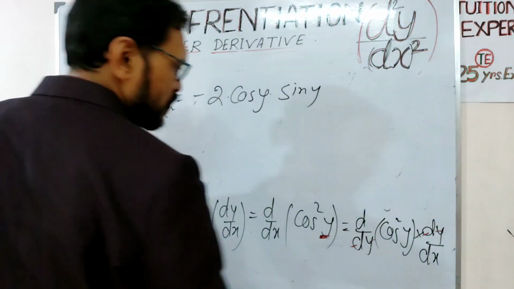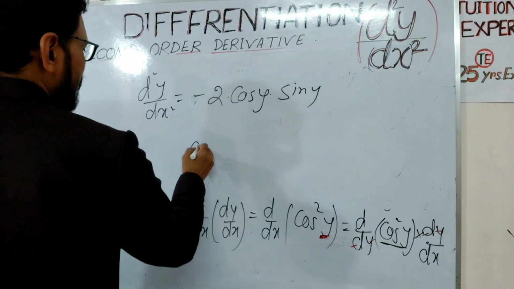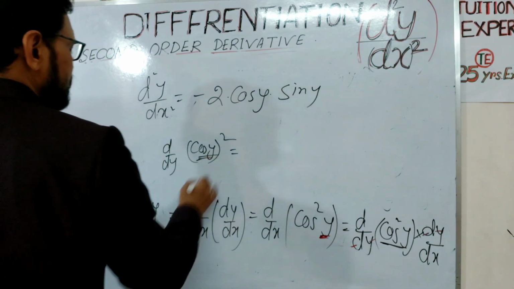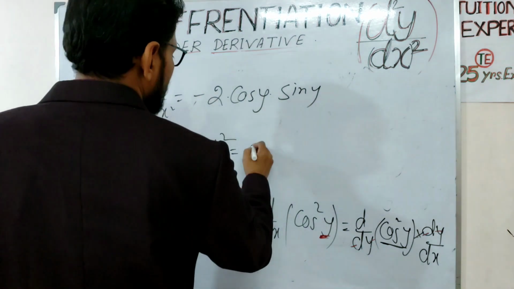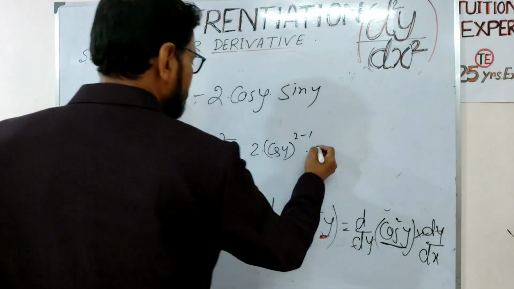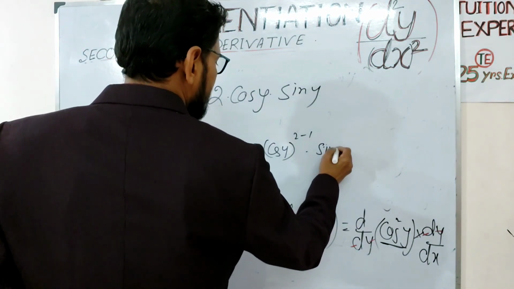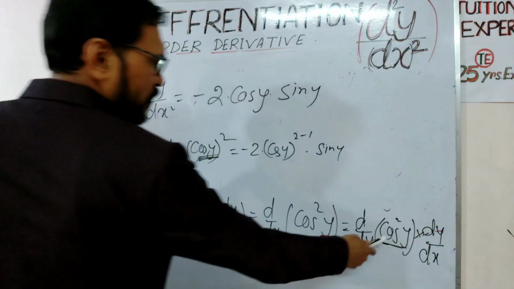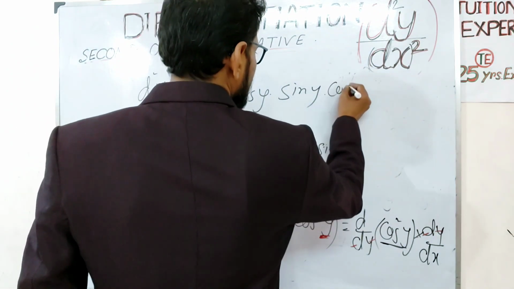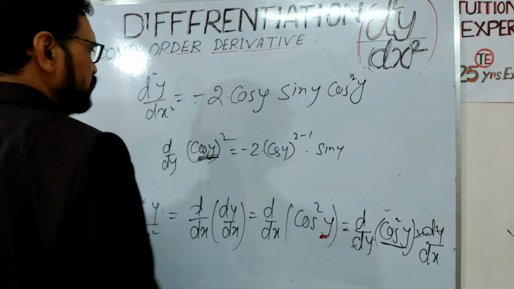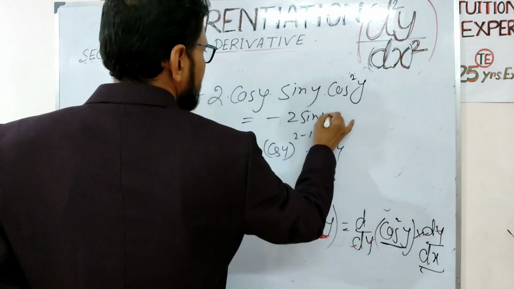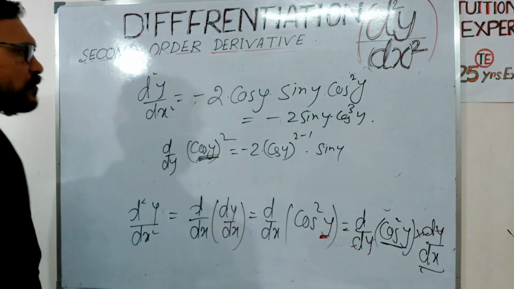the derivative of cos y, which is minus sin y. So cos square y means, by the chain rule, cos y whole square, that is of the x to the power n form. So n into x to the power n minus 1 into the derivative of this, d by dy of cos y, that is minus sin y. So the derivative of cos square y is equal to this. And what is dy by dx? dy by dx equals cos square y. We put here dy by dx equals cos square y. So this is the proof: minus 2 sin y cos cube y. So this is the proof.